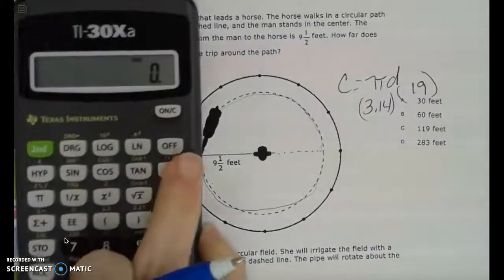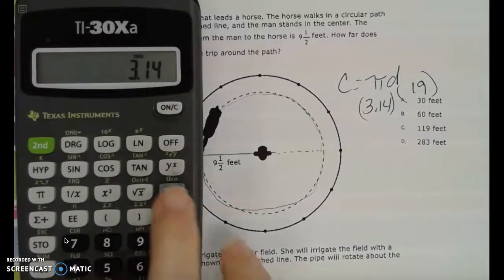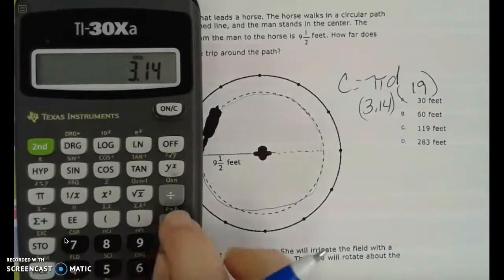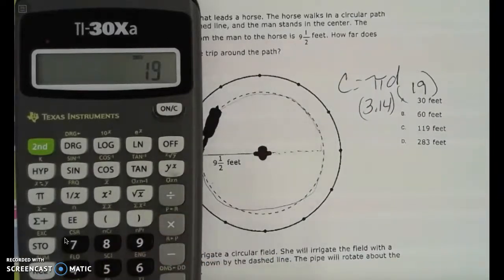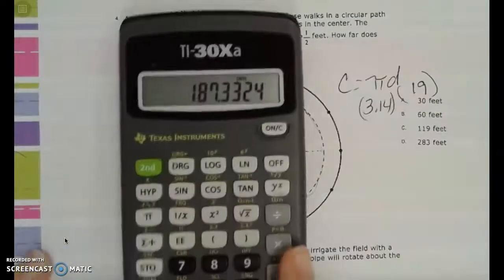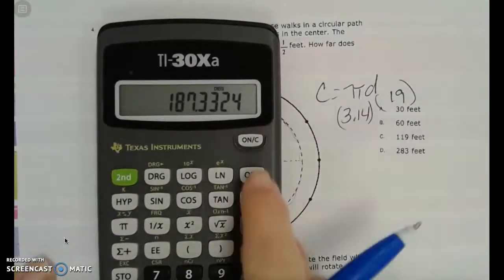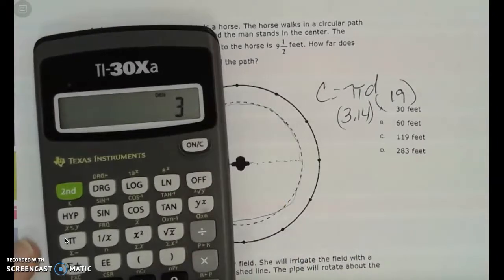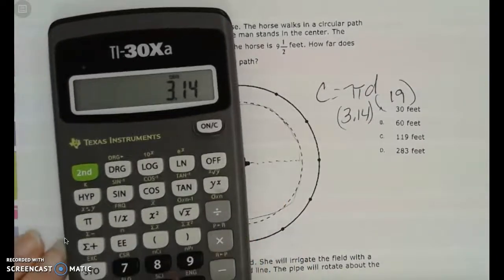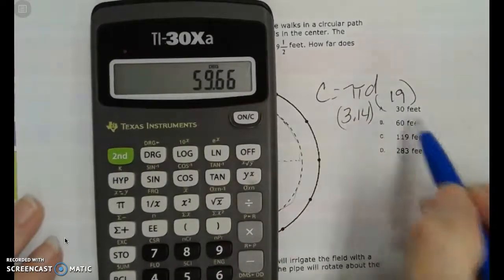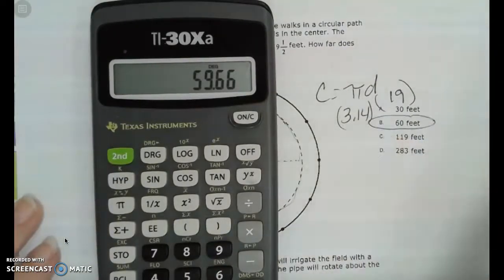So then we're going to do 3.14 times, well, and that's 187. So, did I do something wrong? Apparently. 3.14 times 19. Gracious, can't even punch on a calculator. Alrighty, so that's going to give us 60.